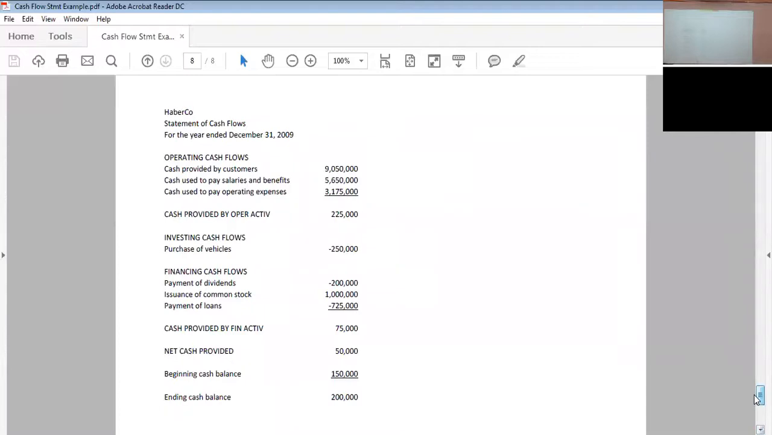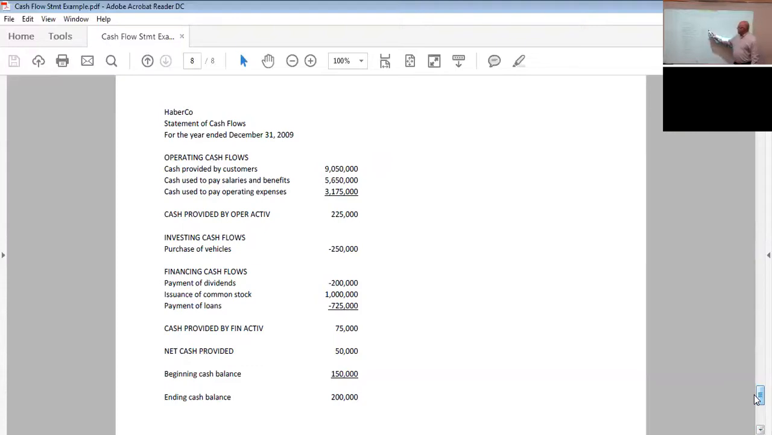This is what the direct method looks like. Cash provided by customers, cash used to pay salaries and benefits, cash used to pay other expenses. In this case, it has just a couple of lines, but it tells you, I think, what a user wants to know. Where did your cash come from and what did you spend it on? In some cases, you may break this up into more categories. For this company, they really just raised cash one way, and that was from selling goods or services.